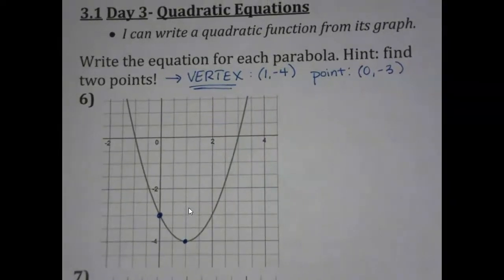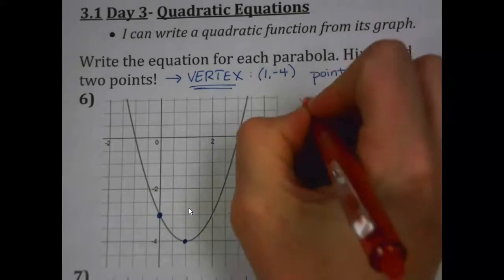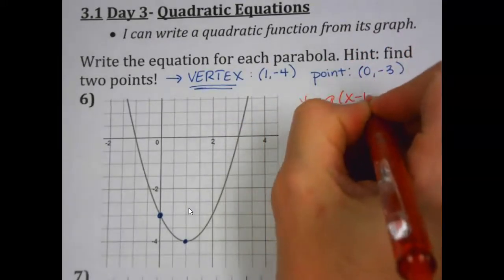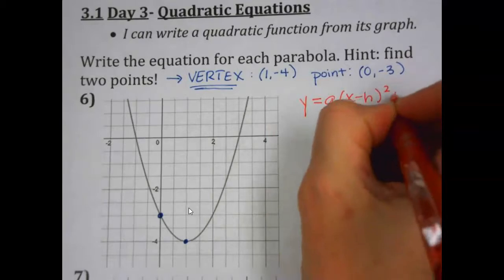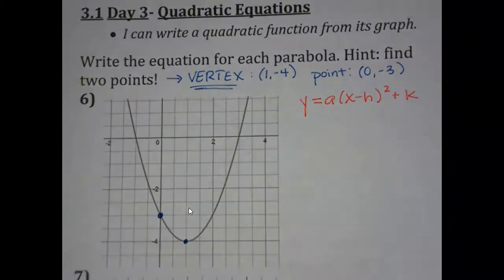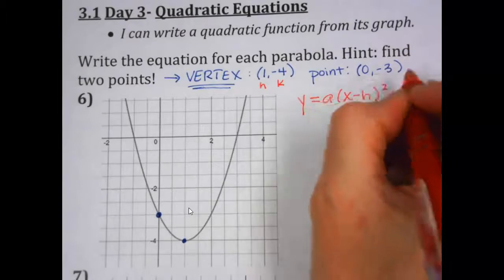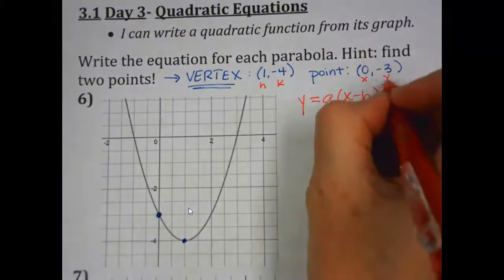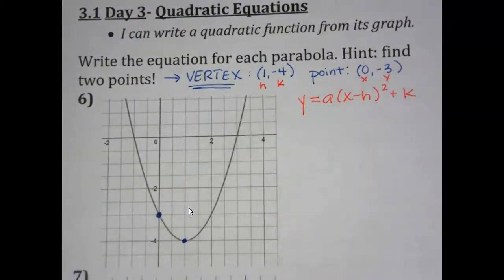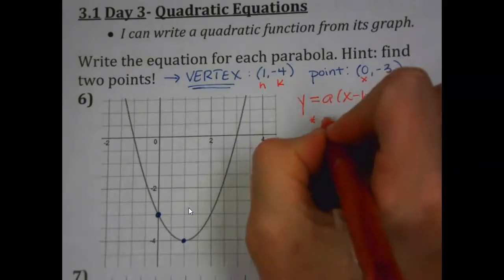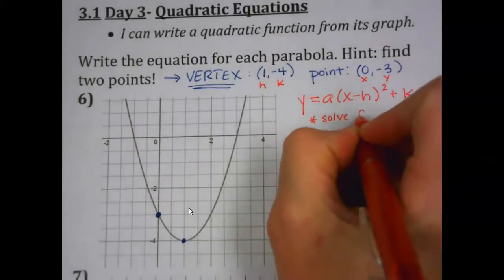Now we're going to take those 2 points and put them into vertex form. So as a reminder, vertex form is y equals a times (x minus h) squared plus k. The vertex represents the h and the k, and this other point represents x and y. So we're going to substitute those 2 points we have into all of the appropriate places, and then we will solve for a.